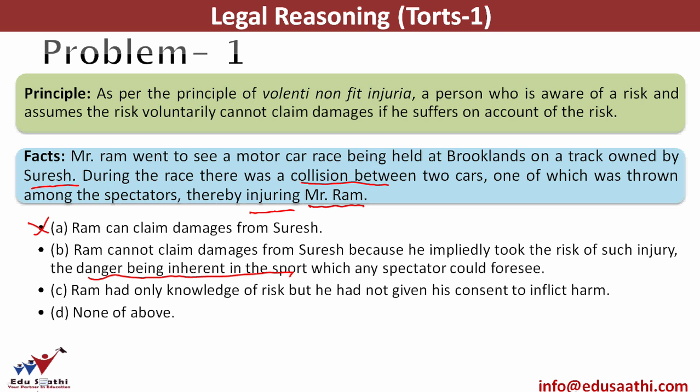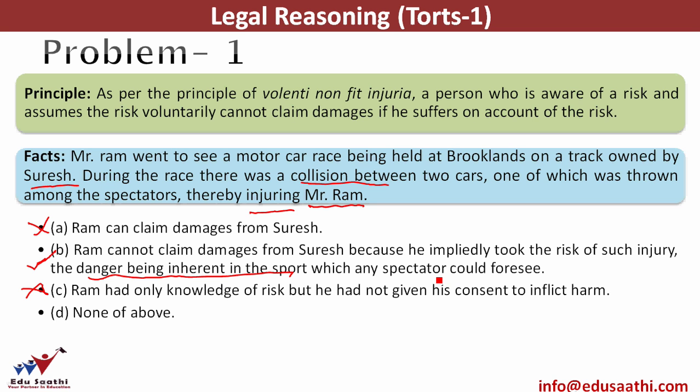Like in the case of a cricket match, the ball being hit to a person due to a six by a batsman is inherent in the sport. So you have consented to it. So this option could be right. Let's take the other option also. Ram had only knowledge of the risk, but he had not given his consent to the inflicted harm. We had discussed in the principle that it can be an implied or express consent. So this cannot be an option, because in this case there was an implied consent to the inherent danger in the sport. So this is the answer.